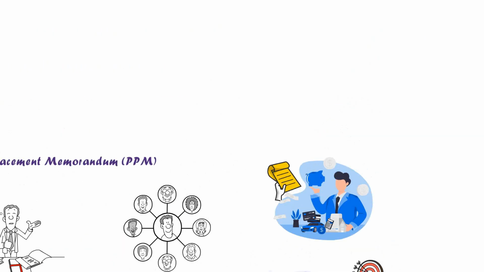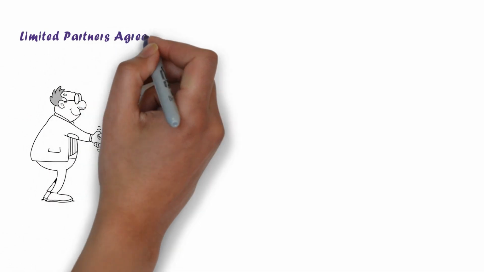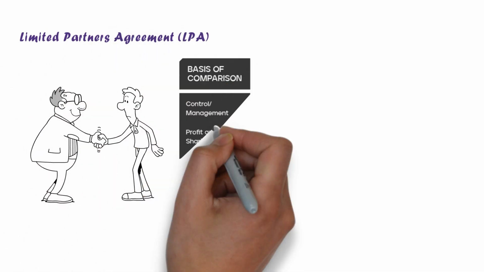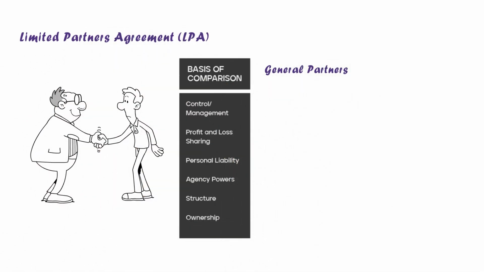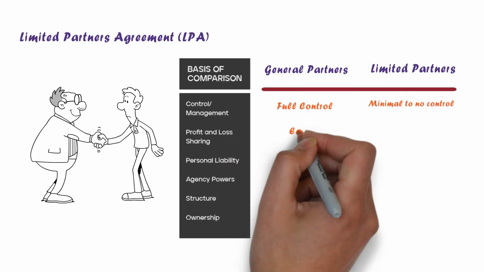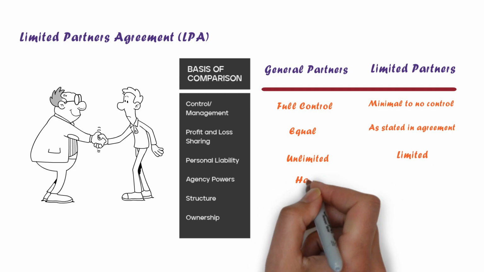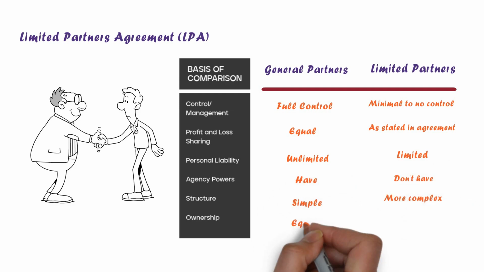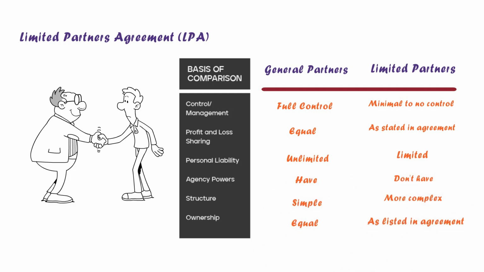The last one is LPA. A Limited Partnership Agreement helps protect your business into the future by outlining each partner's roles and responsibilities, as well as how they share in the business profits. You should use a limited partnership agreement if you want to form a limited partnership or formalize an existing limited partnership.